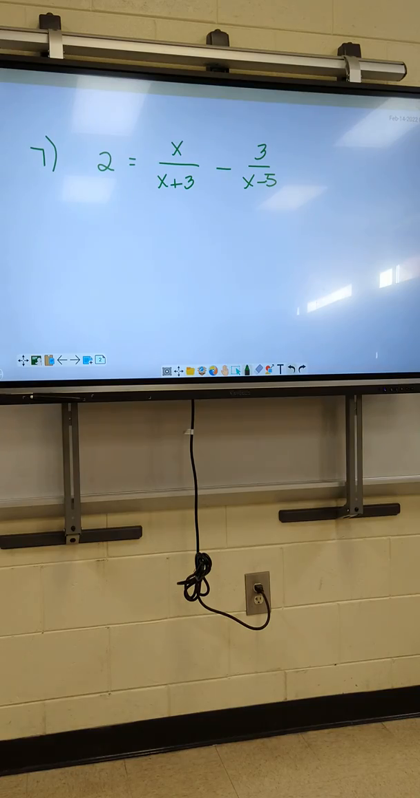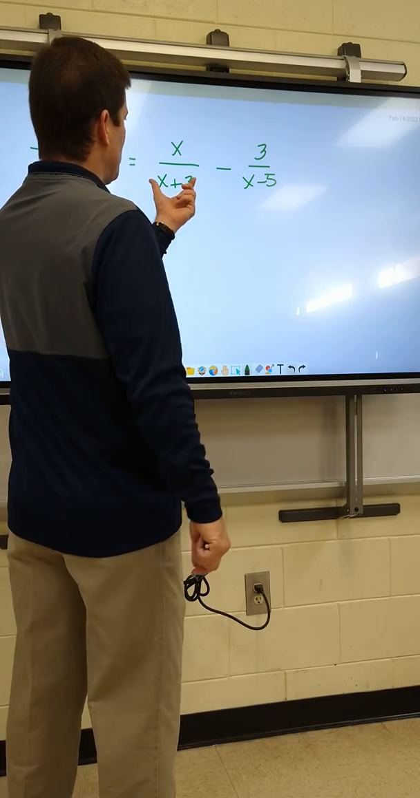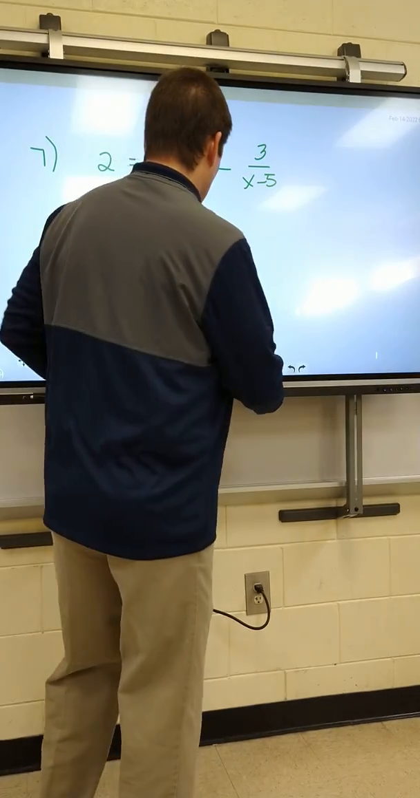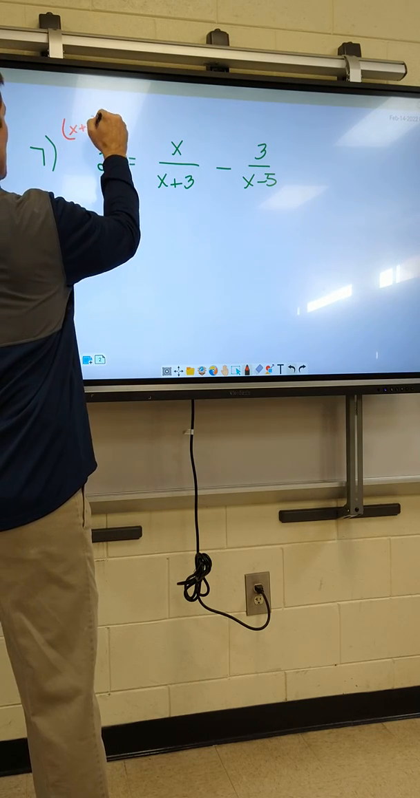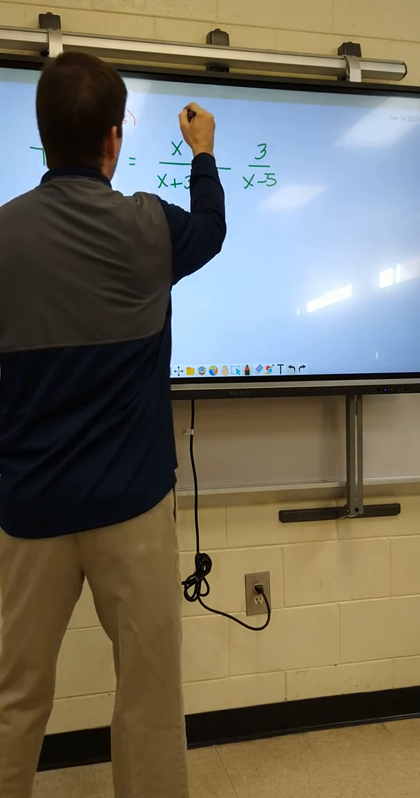It's one of everything that's on the bottom. So we gotta use an x plus 3 and an x minus 5. Gotta write them both above. All right, so we got x plus 3 and x minus 5. I'm gonna write that above each fraction.